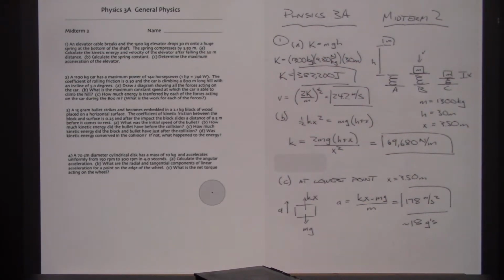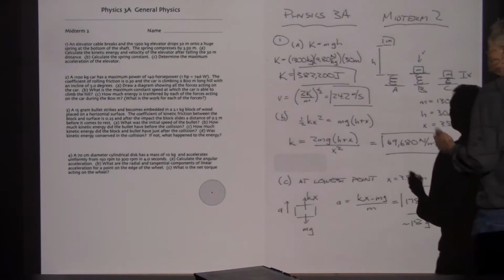Now let's think about that. You're in an elevator, you've undergone free fall for 30 meters. I guess that means you're kind of floating around in the air, and then the elevator comes to a stop over a distance of 3.5 meters. Is that a good thing? Is that going to be safe? Let's see what the numbers are.